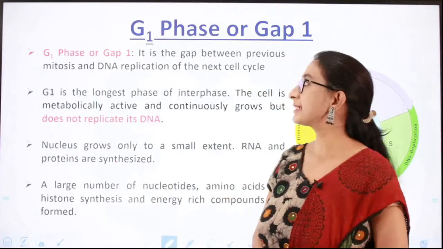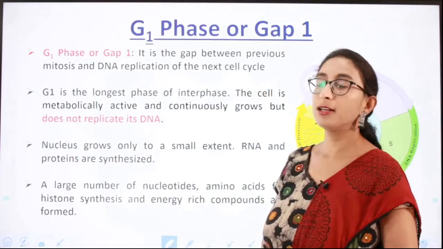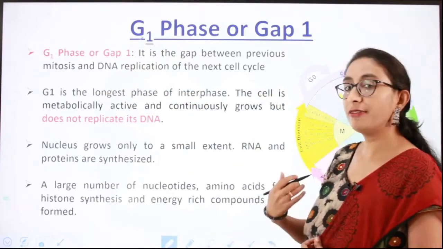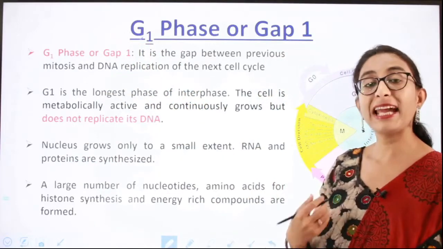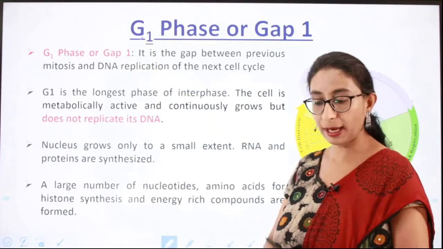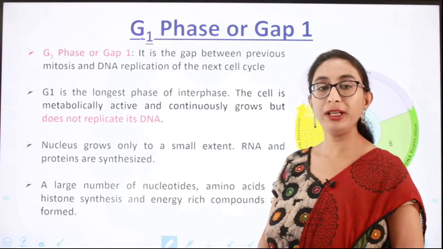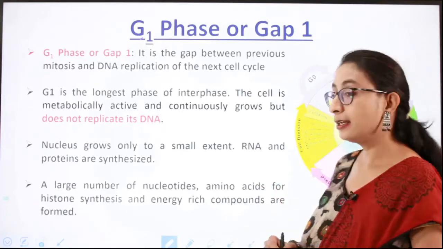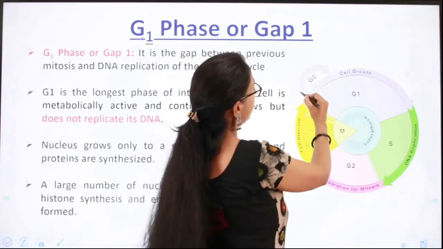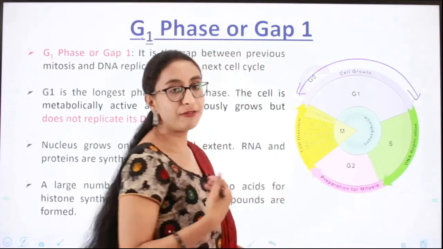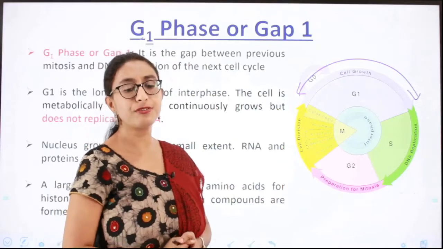First, let's discuss G1 phase. So here G stands for growth, right? G1 phase is also called the gap phase. You can call it G1 phase or gap phase. So it is the gap between the previous mitosis and the DNA replication of the next cycle. So this region here, this part of interphase, is G1 phase. So what happens during the G1 phase?